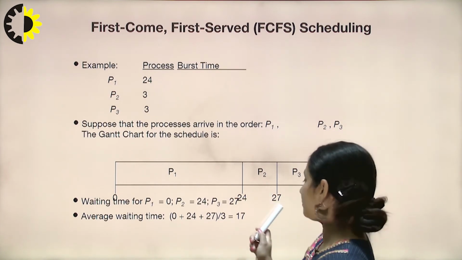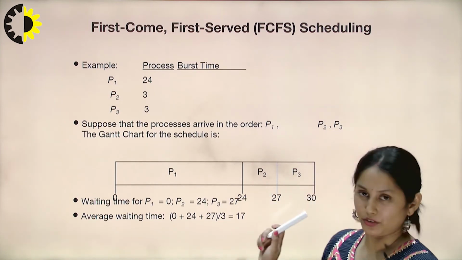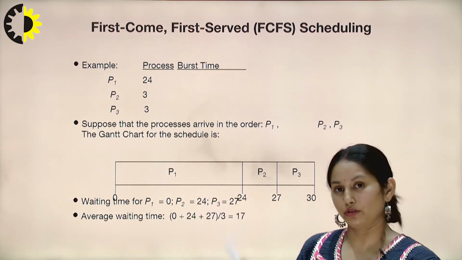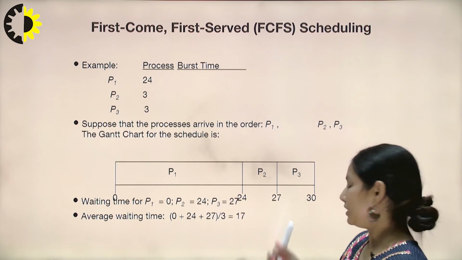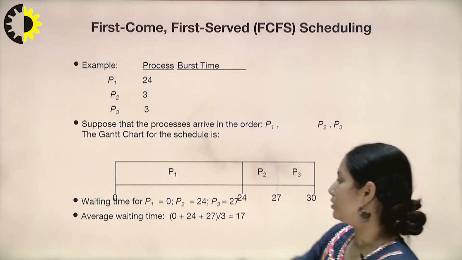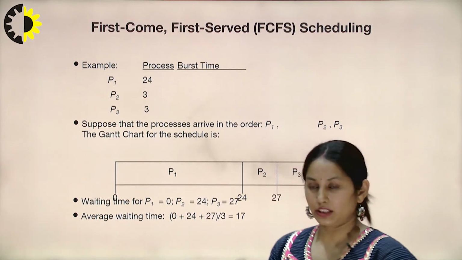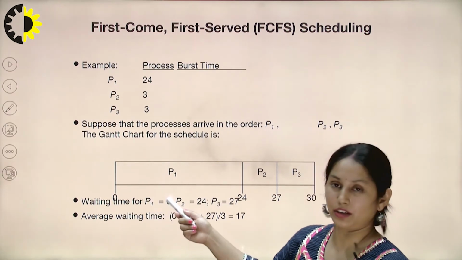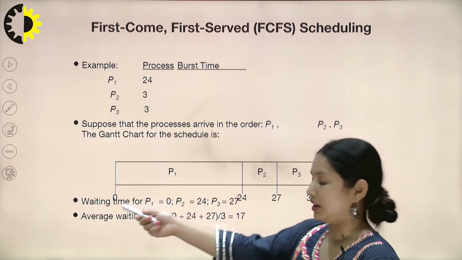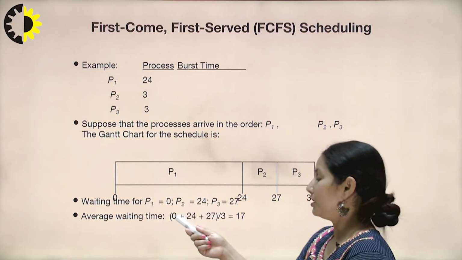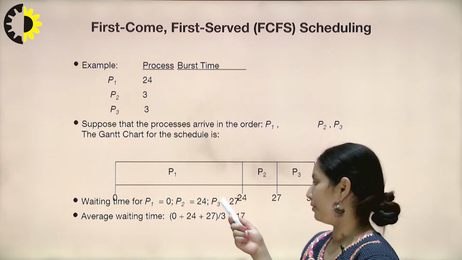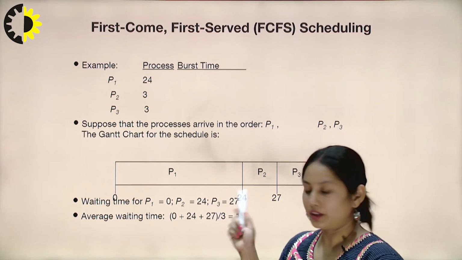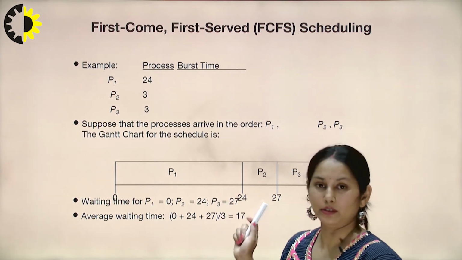Next, P3. Here again the burst time is 3, so it is going to execute for 3 more units, that is 27 plus 3, that is 30. If I have to calculate the waiting time, P1 will have a waiting time of 0, because it has been allocated first. Then P2 is going to have a waiting time of 24, because it has been allocated at 24 units, and P3 will have 27.